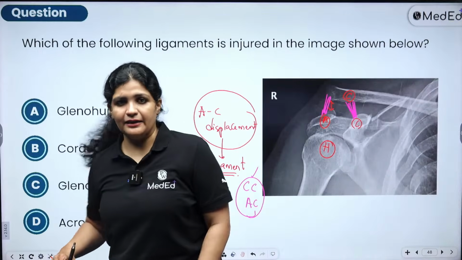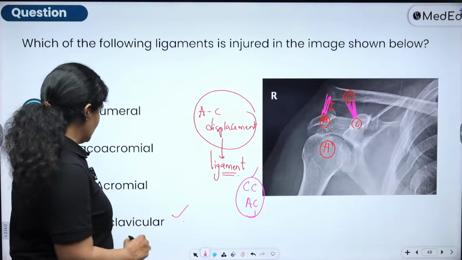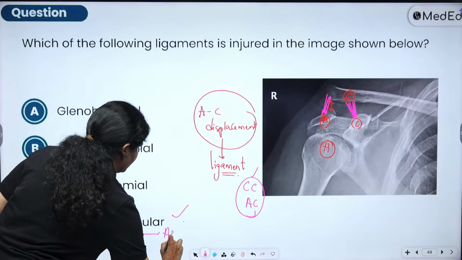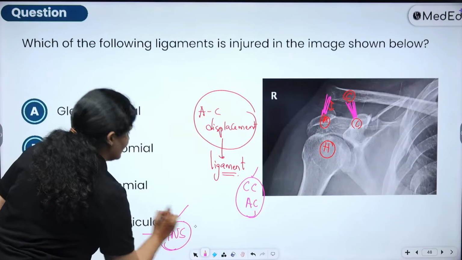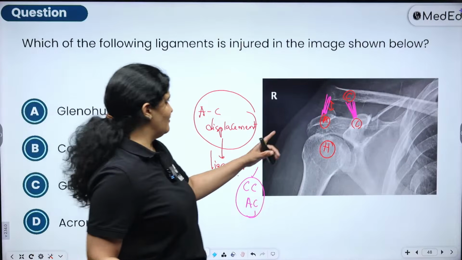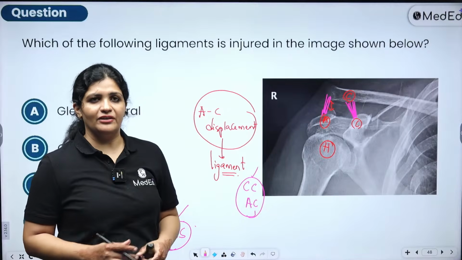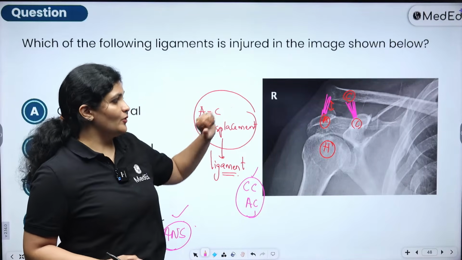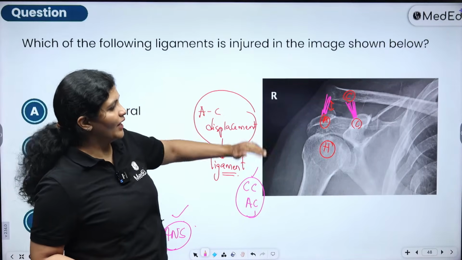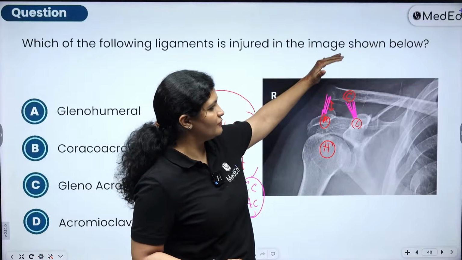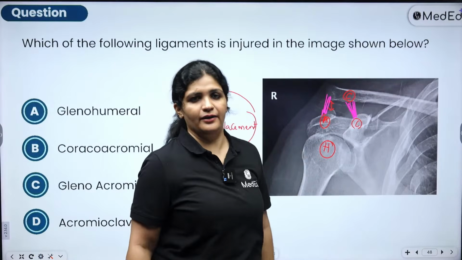Okay, so the answer here is acromioclavicular ligament. Because the acromioclavicular ligaments got injured, there is a displacement in the acromioclavicular joint. You can see the clavicle is elevated up. Why is it elevated up? This is because of the pull of the sternocleidomastoid.